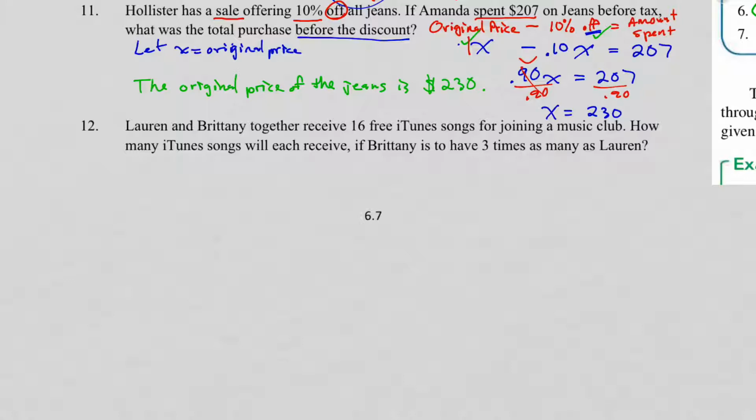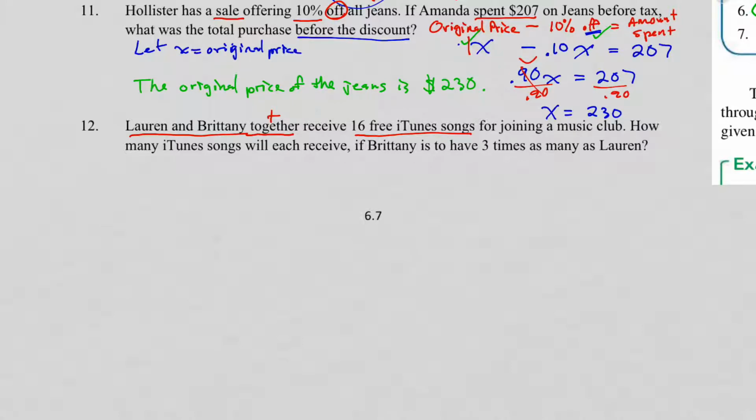Okay, so let's take a look at number 12. This one's a little different. So we have Lauren and Brittany. Those are two people involved here. And we got the word together. That's like total. So Lauren and Brittany together receive 16 free iTunes songs for joining a music club.